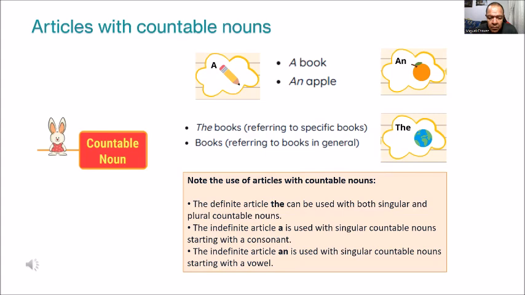The books. It is referring to specific books. Books. It is referring to books in general. Note the use of articles with countable nouns. The definite article the can be used with both singular and plural countable nouns. The indefinite article a is used with singular countable nouns starting with a consonant. The indefinite article an is used with singular countable nouns starting with a vowel.